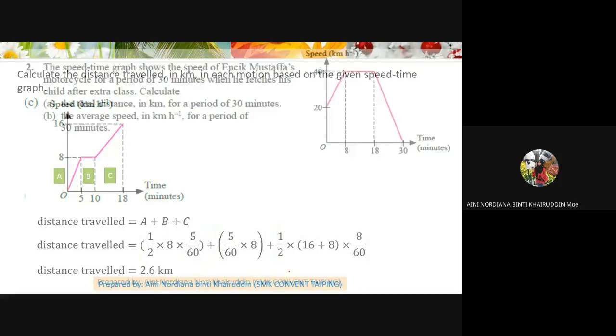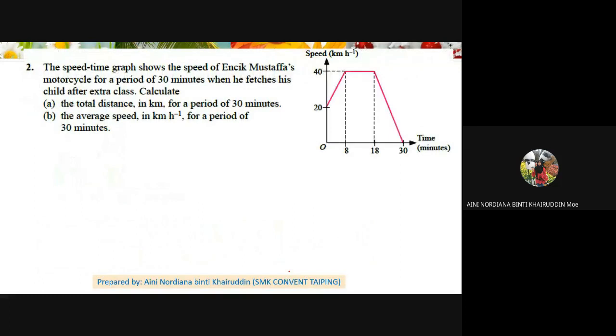Okay, next question number 2. The speed time graph shows the speed of Encik Mustafa's motorcycle for a period of 30 minutes when he fetched his child after extra class. Calculate the total distance. So macam biasa, total distance equals to area under the graph. So area under the graph for this graph boleh bahagi 3 macam ni.